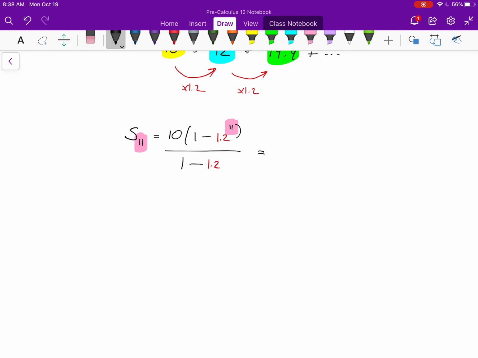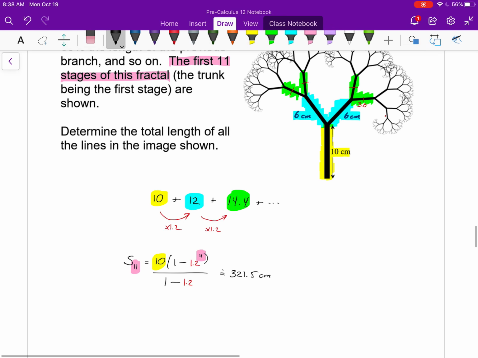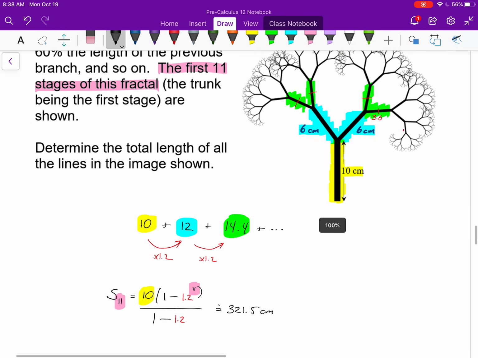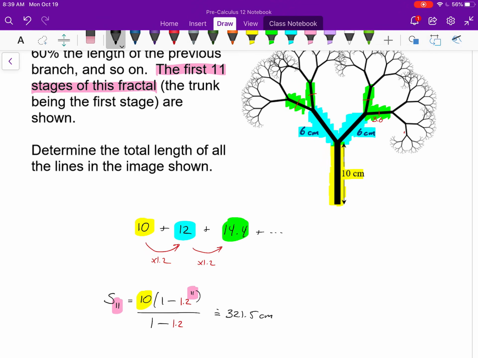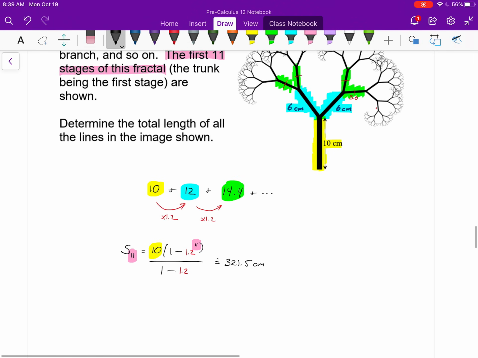If I just type this into a calculator at this point, I get about 321.5. So about 321.5 centimeters, which means if that first line really is 10 centimeters, then all the lines you see here add up to over 3 meters in length. All right, that said, that's, I think, the hardest part.